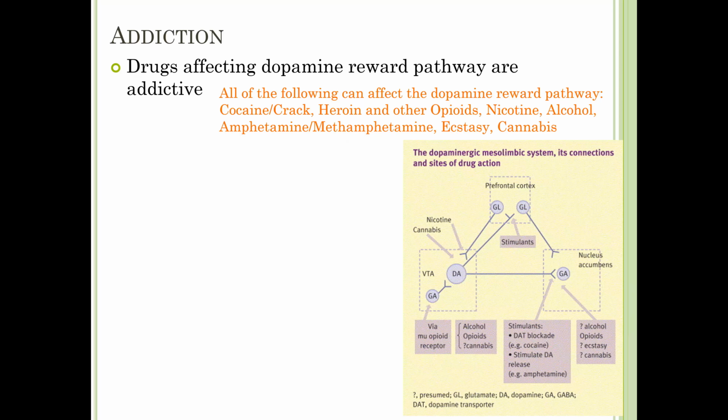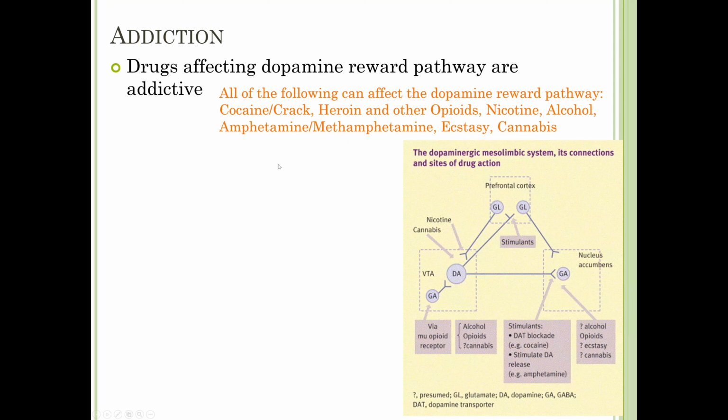So those three areas that I just mentioned to you were the ventral tegmental area in the brainstem, the nucleus accumbens, and the prefrontal cortex. The combination or the connections between these three make up what we call the reward pathway. And all of the following drugs can interact with this pathway at one or more points.